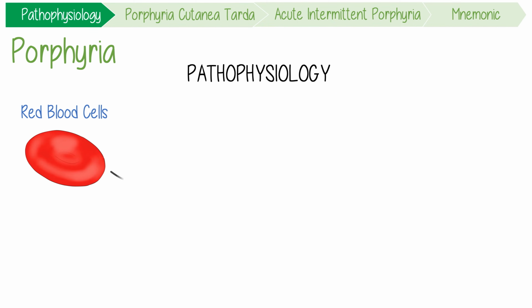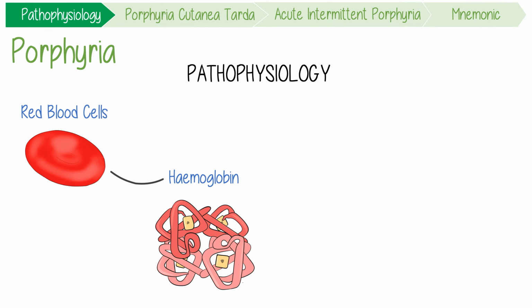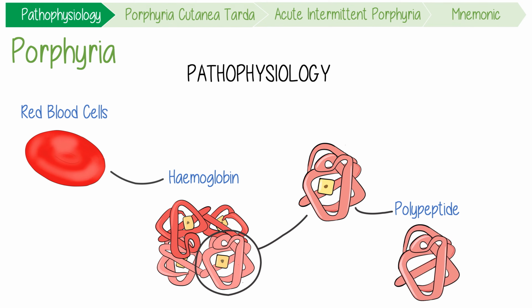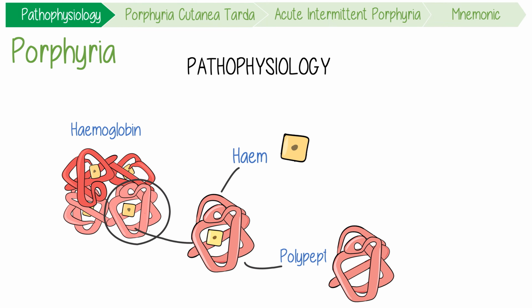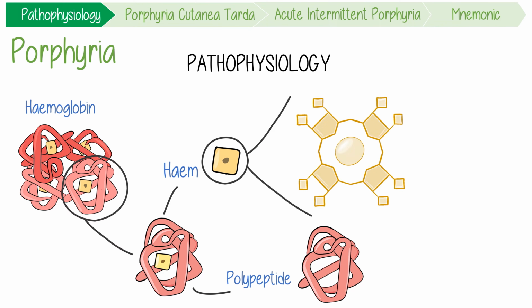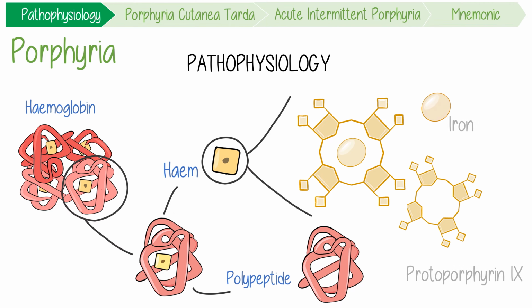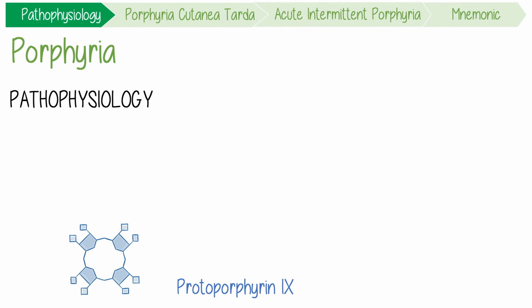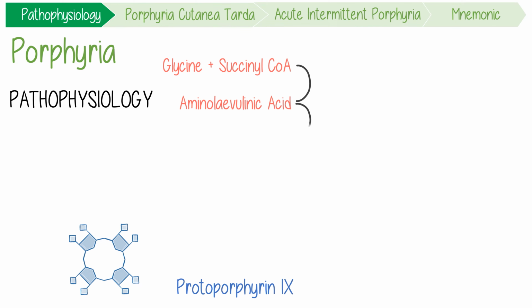Red blood cells are filled with hemoglobin, which helps carry oxygen around your body. Hemoglobin is comprised of 4 subunits, each one having one polypeptide chain and one heme group. Now, heme has 2 important components, an iron atom and a ringed molecule, which is a specific type of porphyrin, protoporphyrin 9. To make this special porphyrin, we need to go through a complex biosynthetic pathway that no one's ever going to remember.